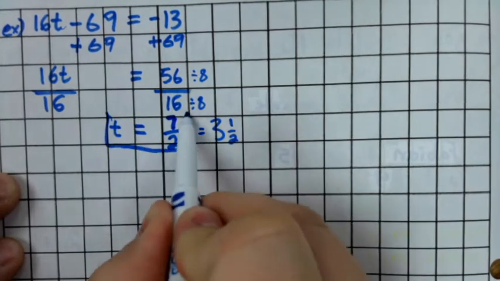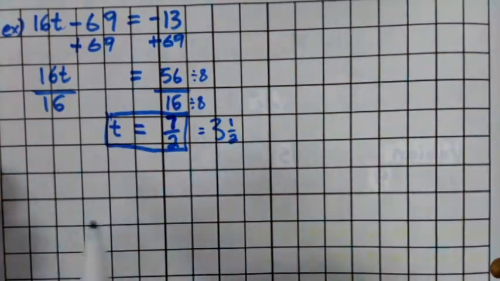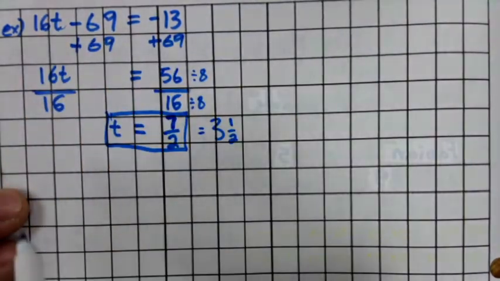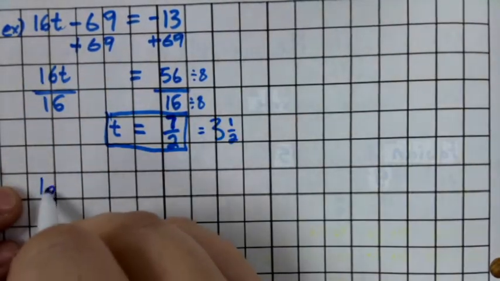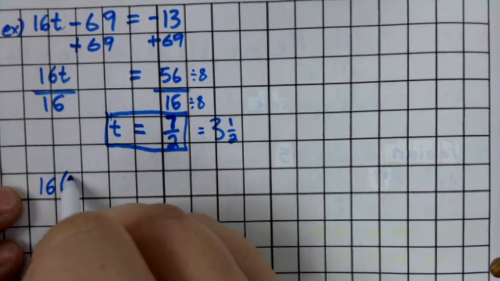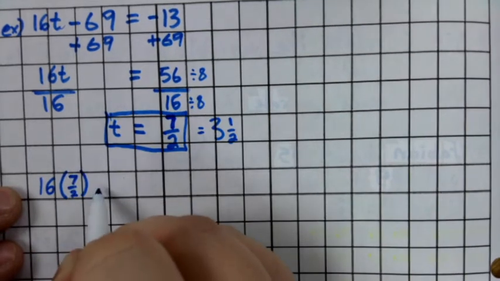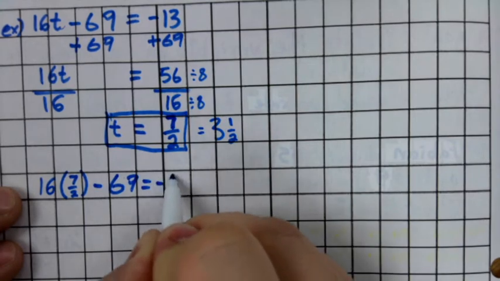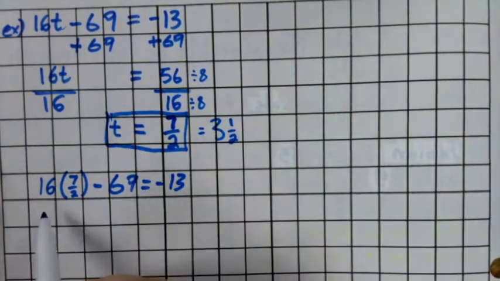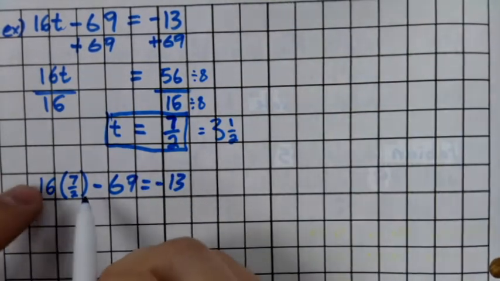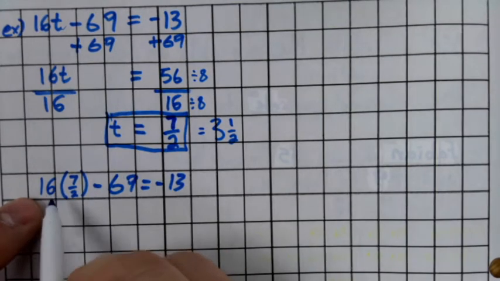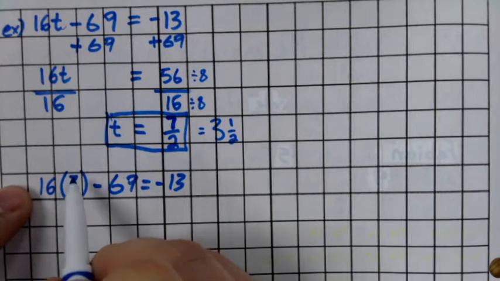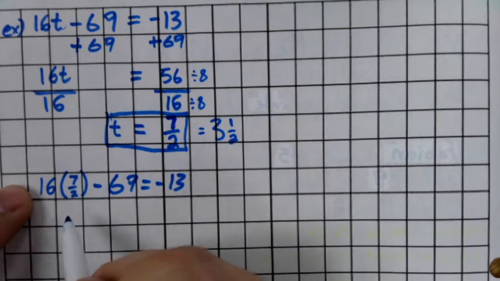So we're going to verify this. Let's go down here and write in our equation again. 16 times what's t? Well, it's 7 over 2. And we're going to subtract 69 equals negative 13. So to do the math, well, this is just like 16 and 7 halves. So we go 16 times 2 is 32 plus 7.